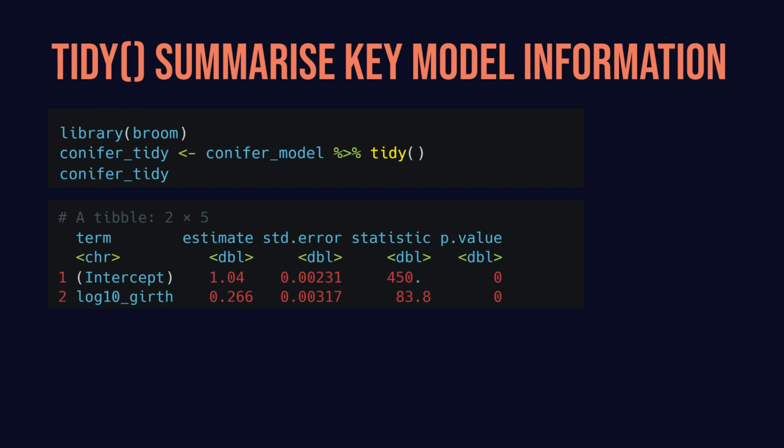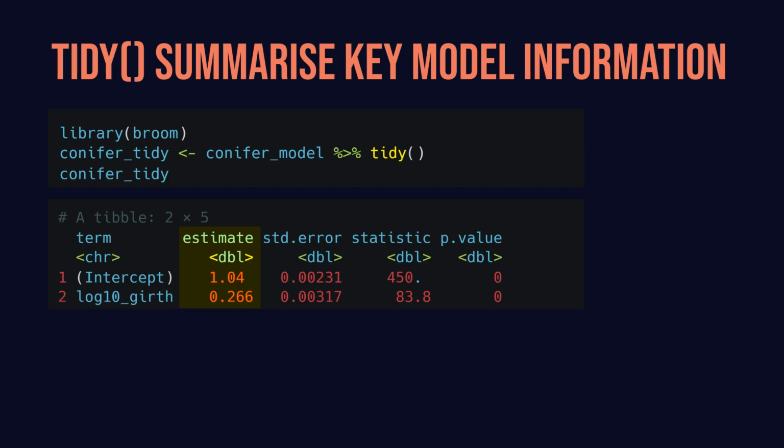Let's look at the tidy function in broom. The tidy function summarizes key information about the model components. Calling the tidy function on the conifer model, we can see that the slope and intercept are now arranged in a data frame. Their values are in the column estimate.